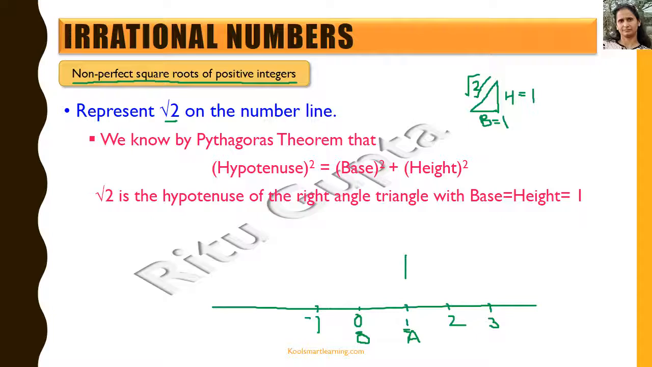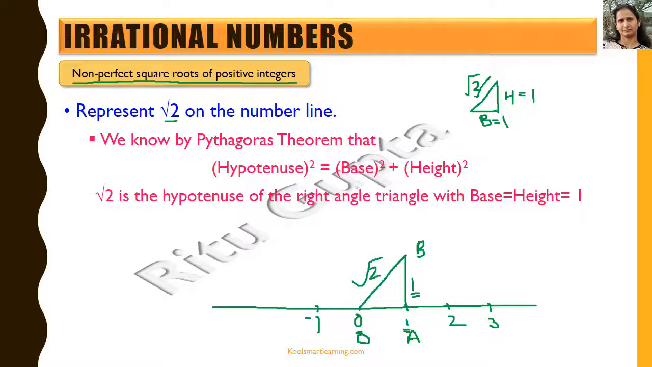So at A, we draw a perpendicular of dimension 1. This becomes the height of the triangle. Now this point we mark as B, and if we join the point A and B, this becomes root 2. So we created this line segment of dimension root 2.